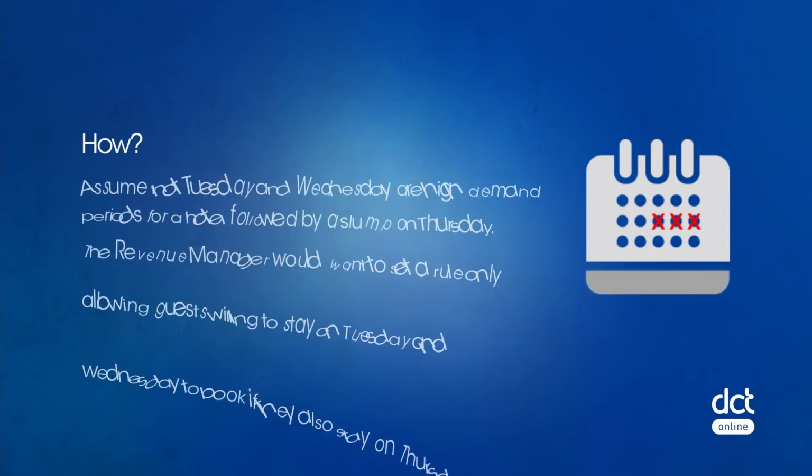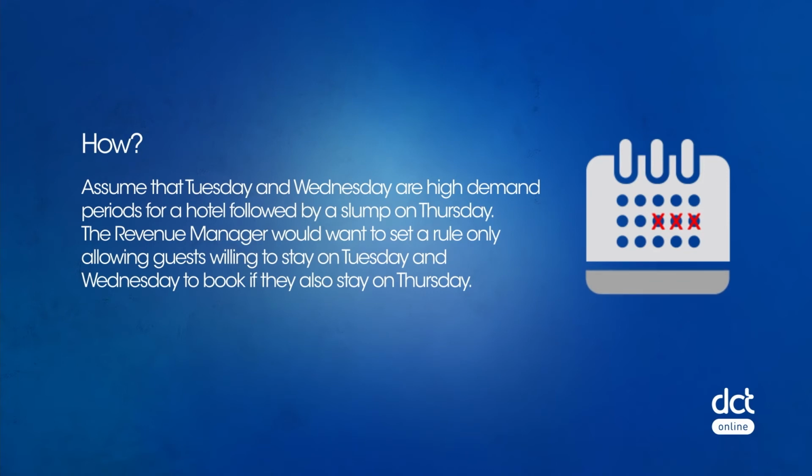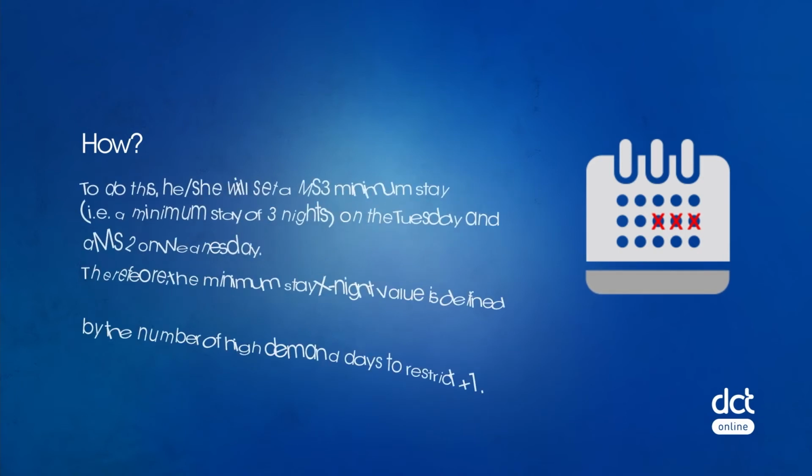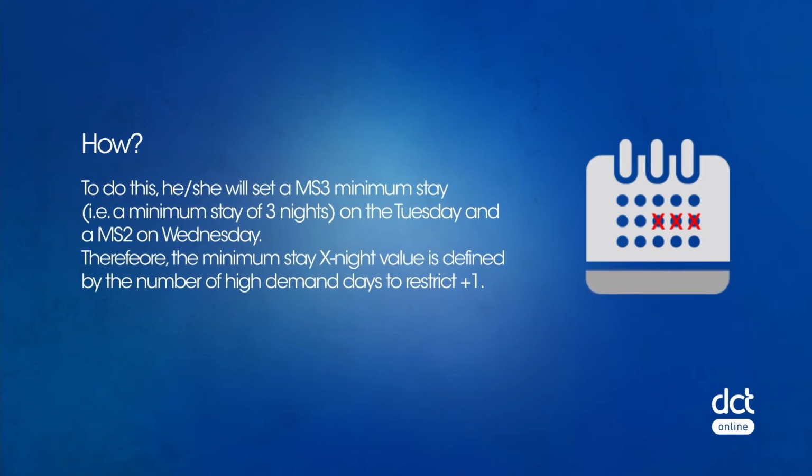How? Assume that Tuesday and Wednesday are high demand periods for a hotel, followed by a slump on a Thursday. The revenue manager would want to set a rule only allowing guests willing to stay on Tuesday and Wednesday to book if they also stay on Thursday. To do this, he or she will set an MS3 minimum stay, i.e., a minimum stay of 3 nights, on the Tuesday and MS2 on a Wednesday. Therefore, the minimum stay X night value is defined by the number of high demand days to restrict plus 1.